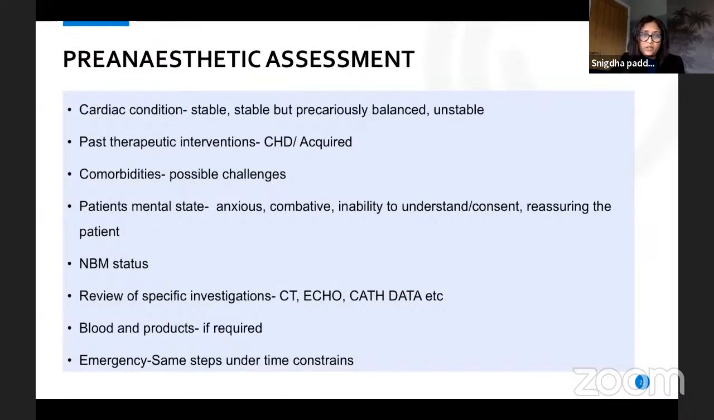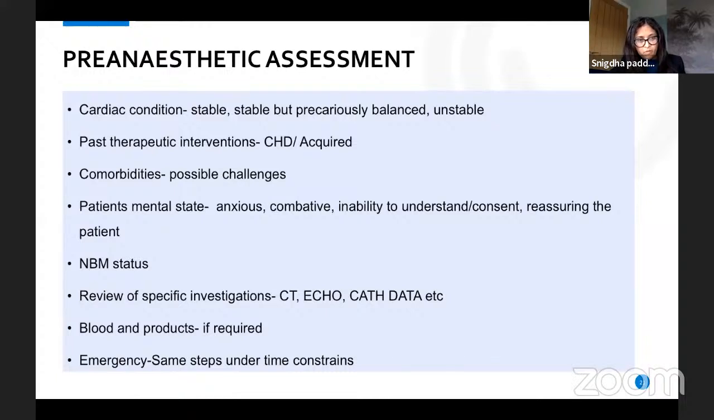Doing a pre-anesthetic assessment gives you a fair idea of the cardiac condition of the patient, whether he's stable, unstable, or precariously balanced. Look into the past therapeutic interventions, whether it is congenital or acquired. Are there any comorbidities which I need to take into account while I plan my anesthetics? Most of the time these patients are anxious, combative, and they would be helped if we go and talk to them and they feel reassured.